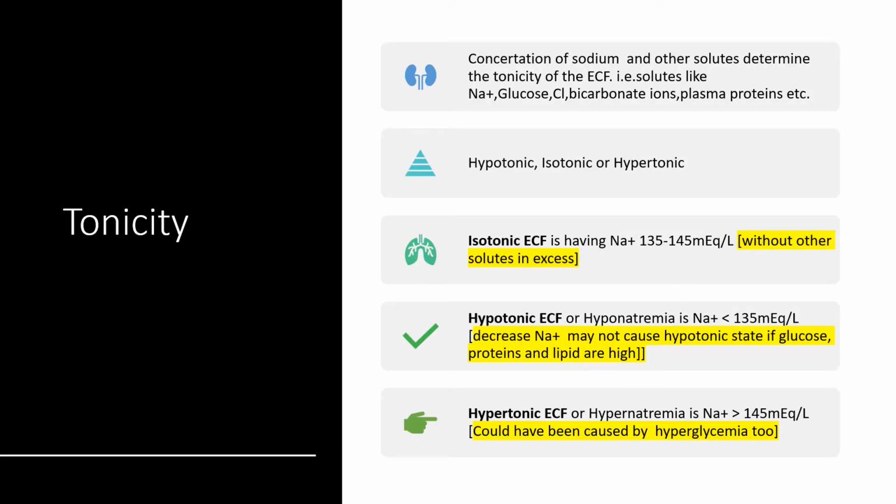Okay, now more about the tonicity. The concentration of sodium and other solutes will determine the tonicity of the extracellular fluid, which means solutes like sodium, glucose, chloride ion, bicarbonate ion, plasma proteins, and so on will all play roles in determining the tonicity. So we might be dealing with a hypotonic situation, isotonic, or hypertonic. Now, all we want is isotonic extracellular fluid. And as far as sodium is concerned, the value of sodium that will give us that is anything between 135 to 145 milliequivalent per liter. That is, if all other solutes are not in excess also, okay?